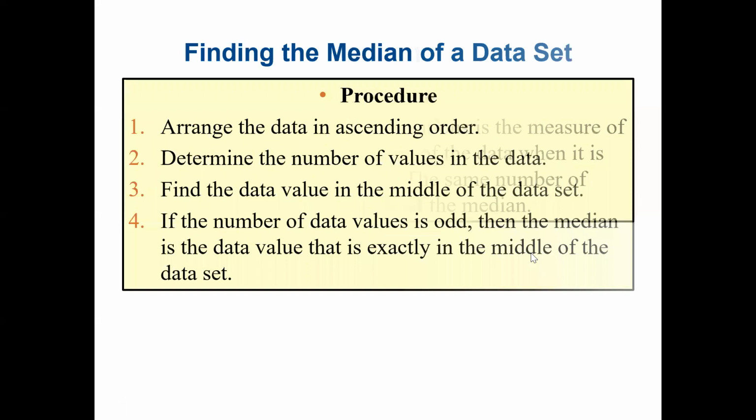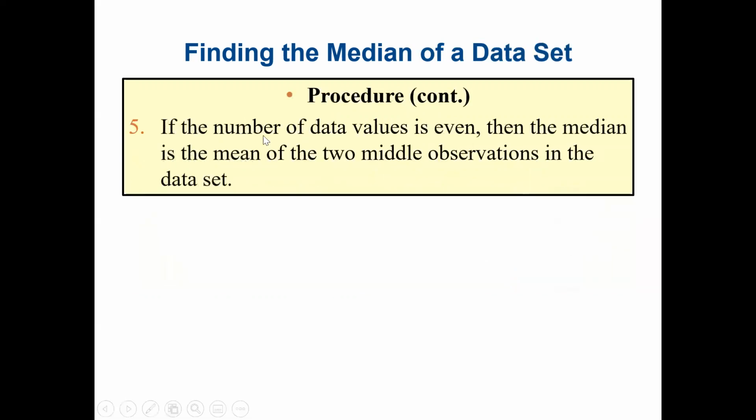So let's see an example. Actually, first of all, let's go through the procedure. As we said earlier, the first thing, we need to arrange the data in ascending order. Then we are going to determine the number of values in the data. Now we find the data value in the middle of the data set. If the number of data values is odd, then we have one median value in the middle. But if the number of values is even, then the median is the mean of the 2 middle values in the data set.